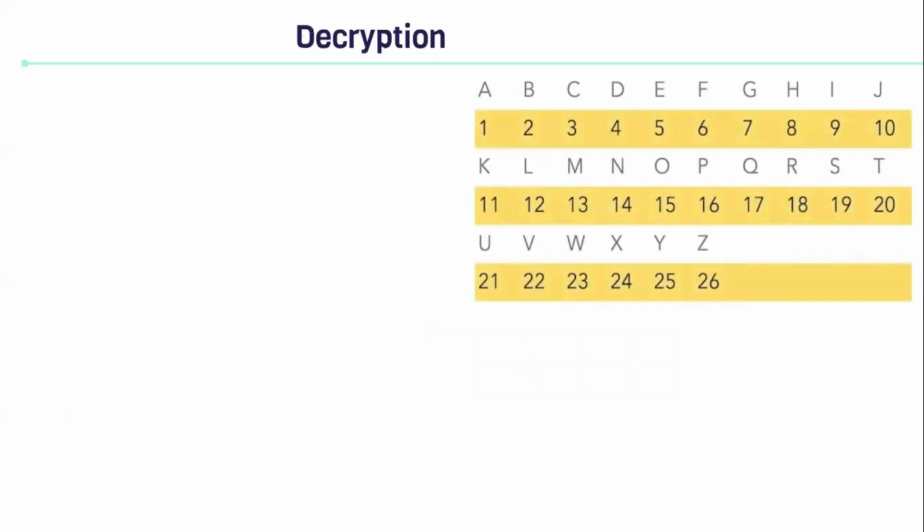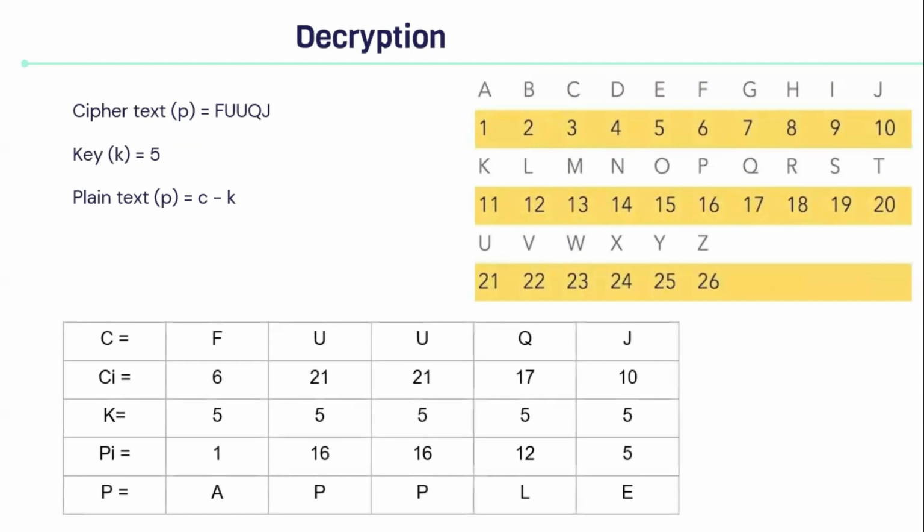And the decryption is the same, just the opposite way. From cipher text, we have to convert into plain text. So the key would be the same, but the formula would be P equals C minus K. We need to subtract the key from the index of the ciphertext.